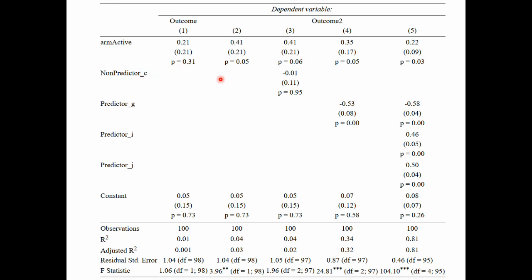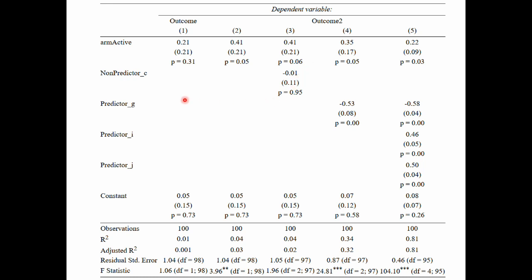We can see that the estimated relationship between the non-predictor C and the outcome is practically zero, minus 0.01. So that confirms there's zero relationship between this thing and the outcome, and it hasn't affected our estimate of the treatment arm and the outcome, but it has made things a touch noisier, and that's popped the p-value up.